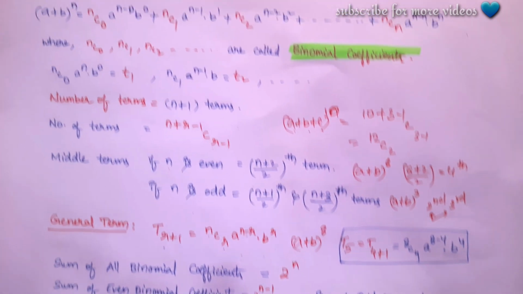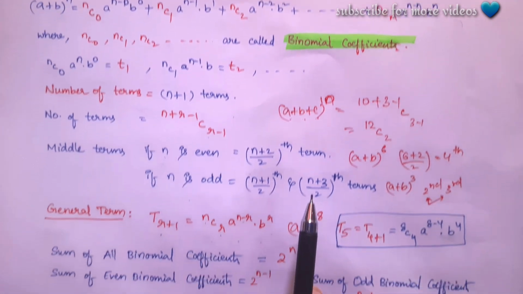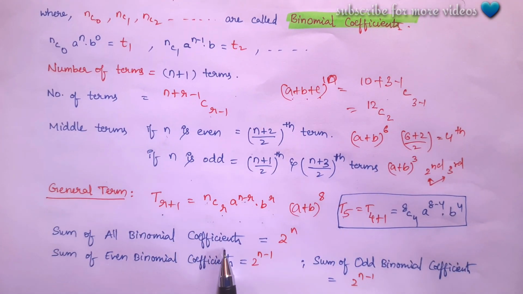Now, as we understood that nC0, nC1 are the binomial coefficients, we have a formula: the sum of all binomial coefficients is 2 power n.